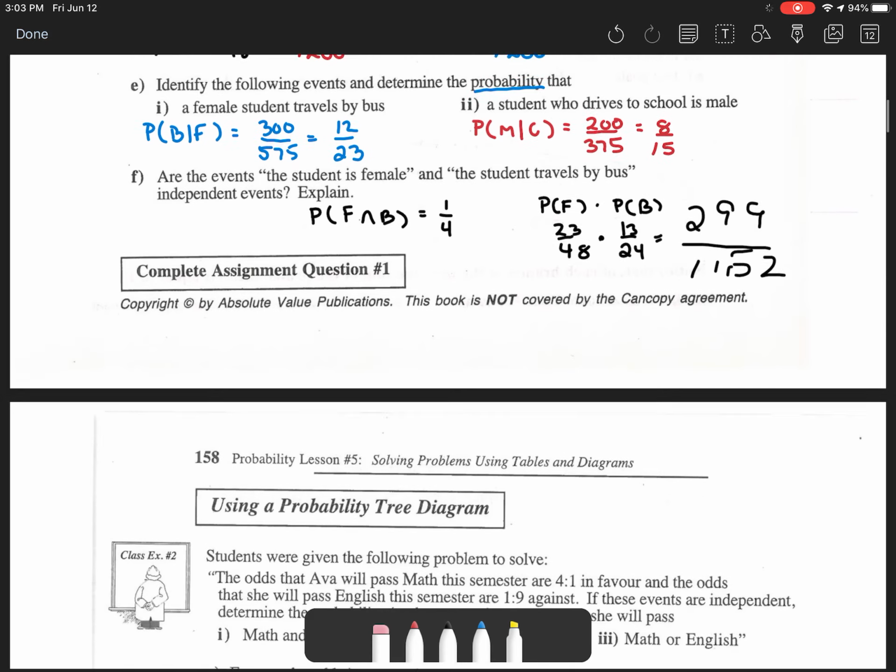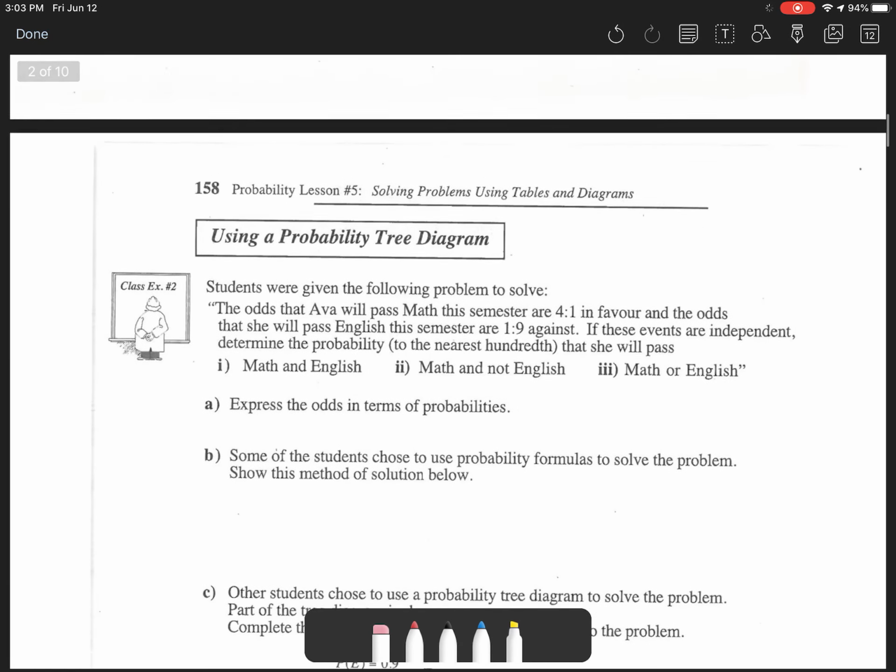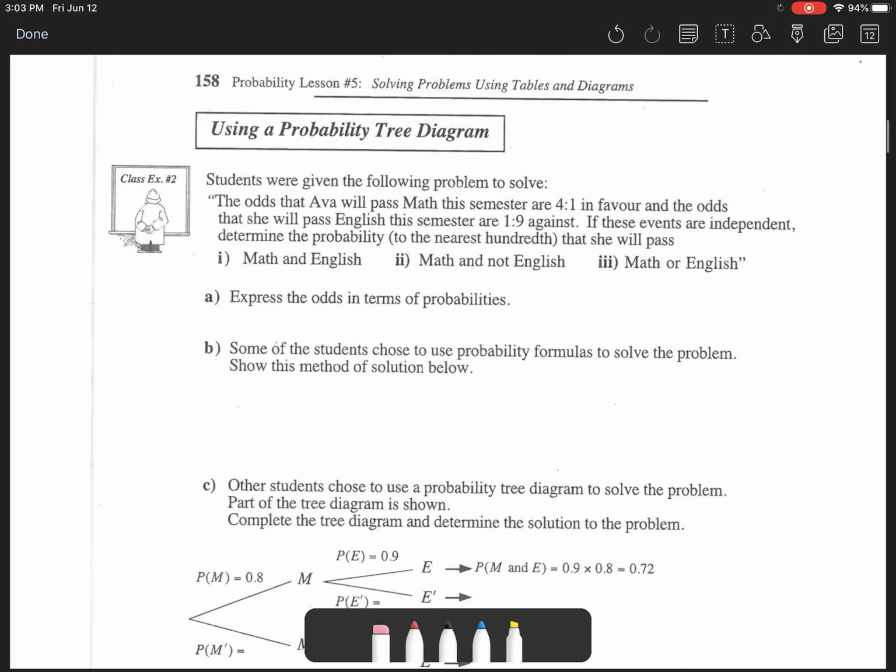Okay, let's move to the next page. So it says using a tree diagram to determine probability. Students were given the following problem to solve. The odds that Ava will pass math this semester are 4-to-1 in favor, and the odds that she will pass English this semester are 1-to-9 against. Important there that the first one, the odds are in favor, and the second ratio is against.